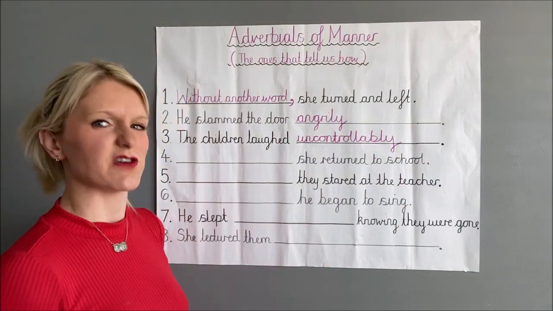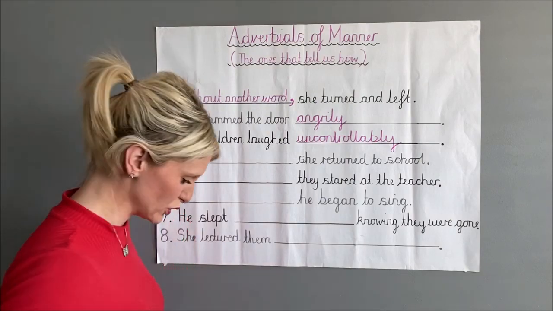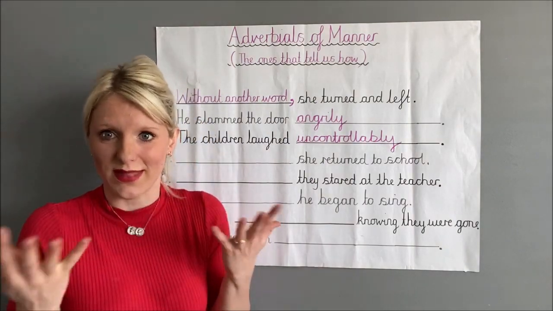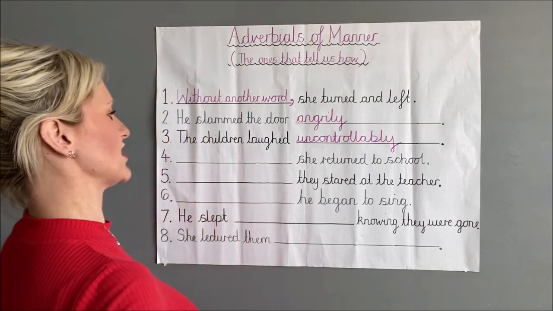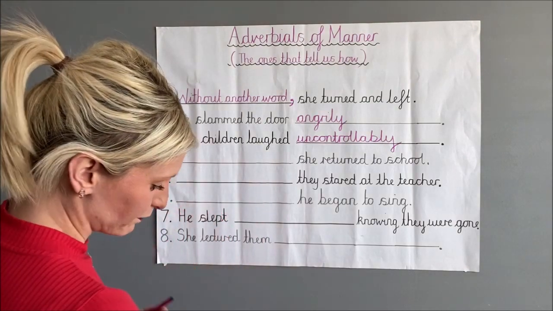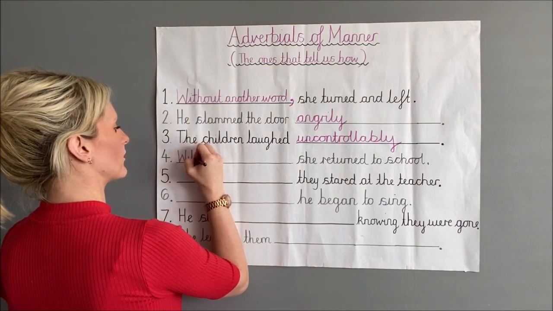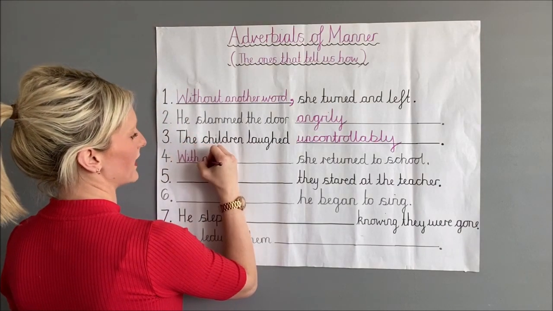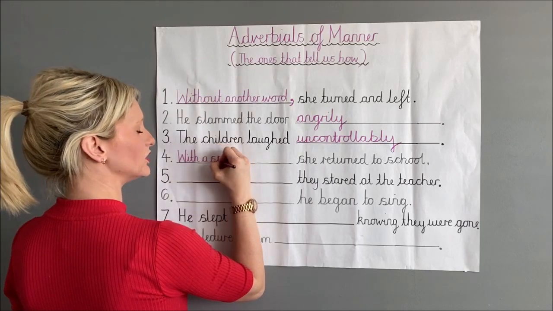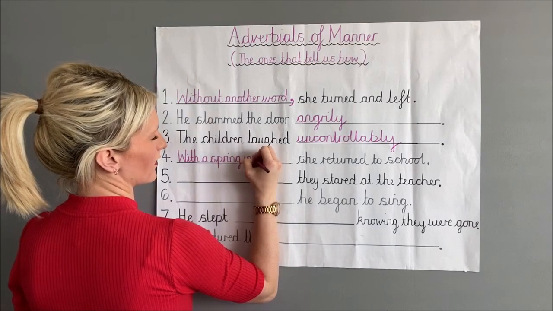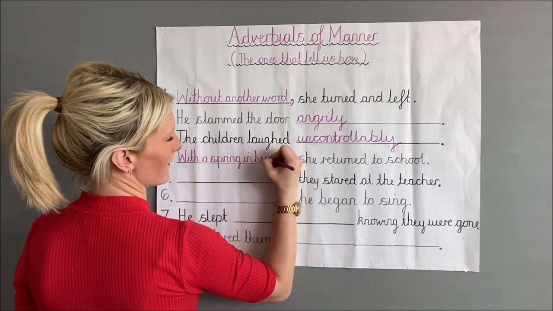Now, lots of you will have different opinions about how someone might return to school. So I might say, because I'm feeling a little bit lost without coming to school and seeing all of you guys every day, I'm going to say, with a spring in her step, which means that she's feeling happy about it, she's feeling joyful about it, she's excited, with a spring in her step.